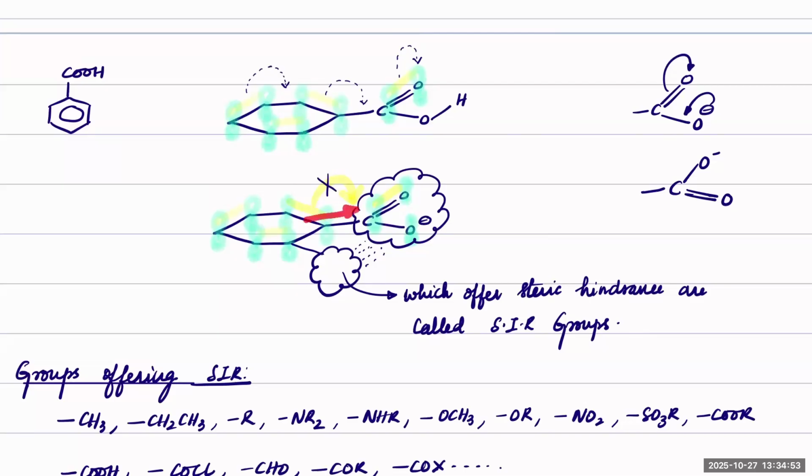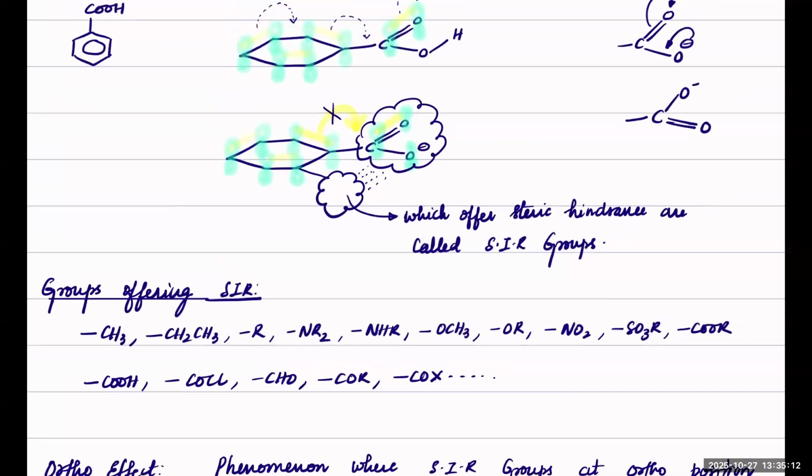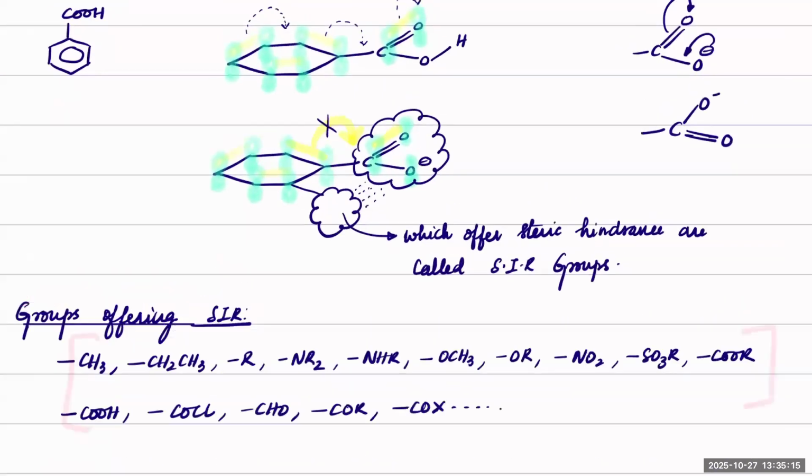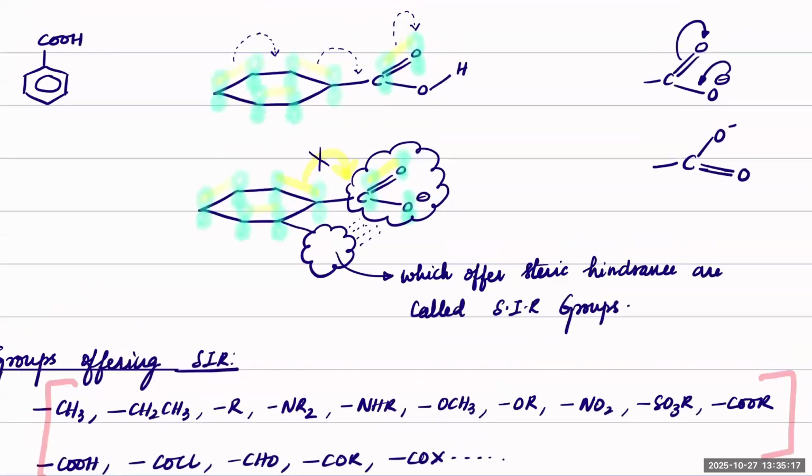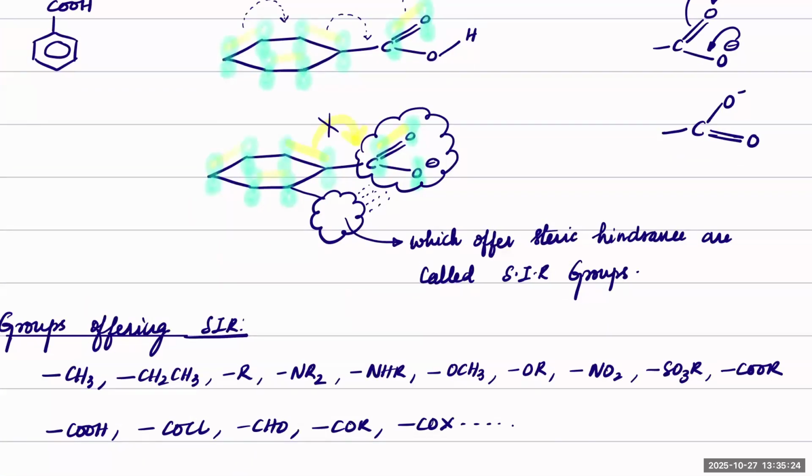No donating group will always increase the acidic character. Therefore, the group which offers more steric hindrance, which you call steric inhibition of resonance. If you have more such groups, or bulkier groups, the acidic character is greater. So you can see these are all those groups which can offer the SIR effect. That means if they are present at the ortho position, they will be more acidic in nature. If any of these groups are present at the ortho position, they will make the benzoic acid a stronger acid.